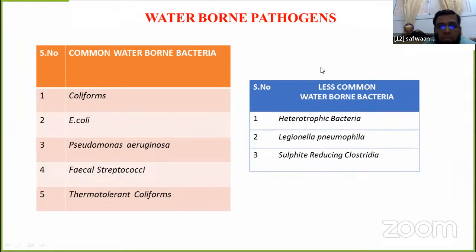These are the waterborne pathogens. The pathogens which are responsible for spoiling the water and leading to infections are coliforms, E. coli, Pseudomonas aeruginosa, fecal streptococci, and thermotolerant coliforms. The less common waterborne bacteria include Legionella pneumophila, sulfite-reducing Clostridia, and heterotrophic bacteria.